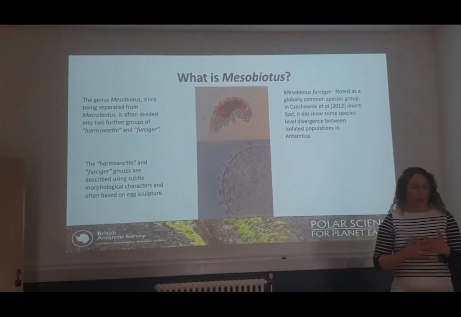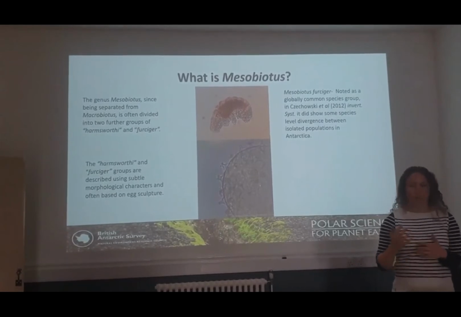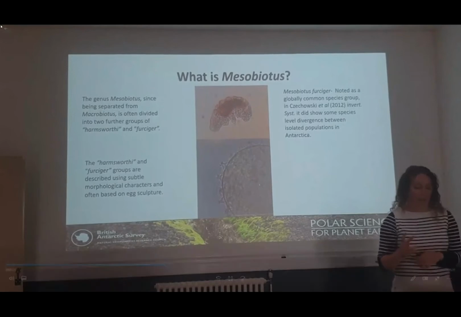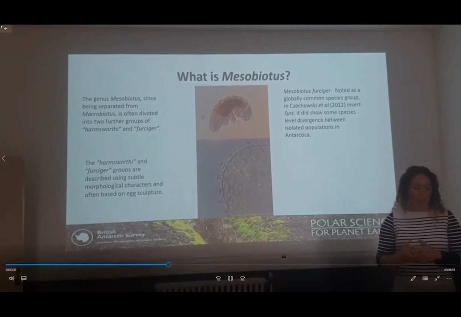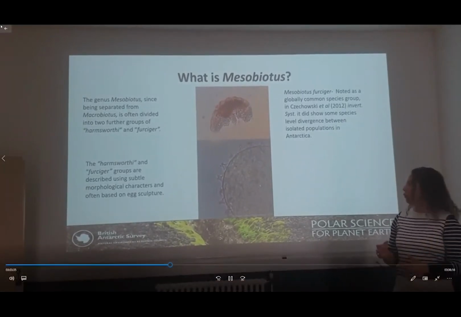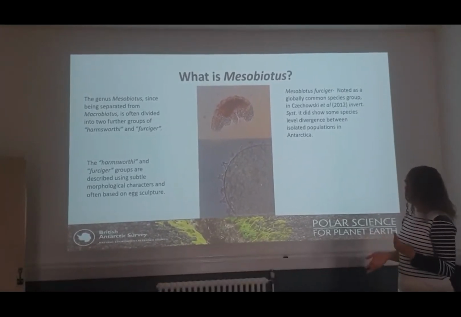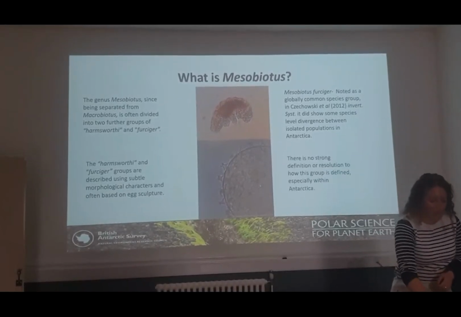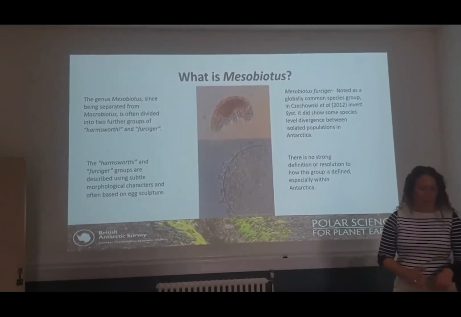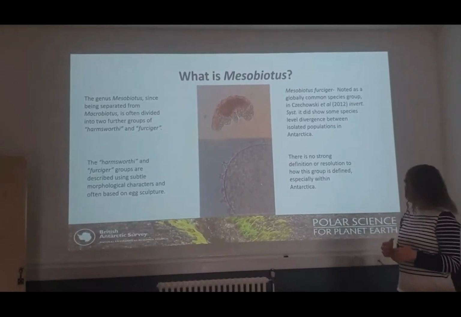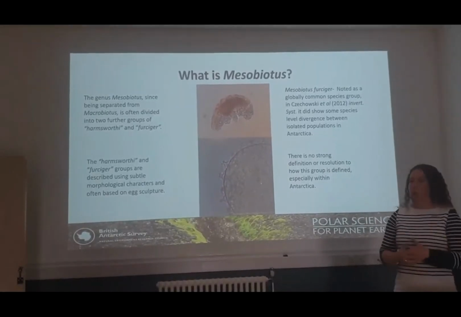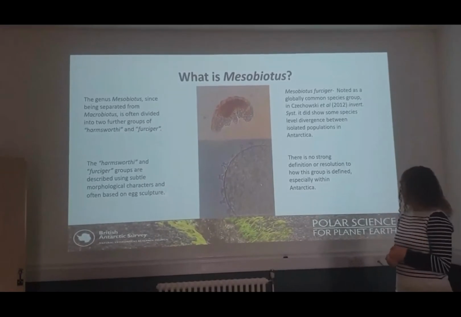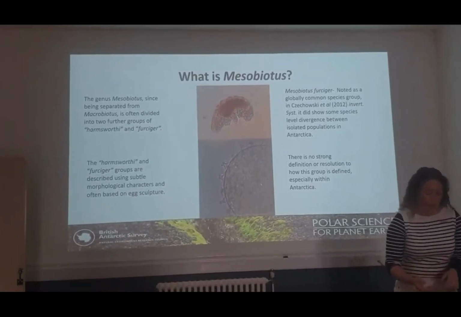Mesobiotus furciger is noted as a globally common species group and has been noted in places like the Arctic and Africa. However, Tsaikovsky in 2012 did show that there was some species level divergence between isolated populations in Antarctica. But there is actually no strong definition or resolution to how this group is defined, with specimens being placed into Harmsworthi or Furciger rather arbitrarily, and this is especially true within Antarctica.